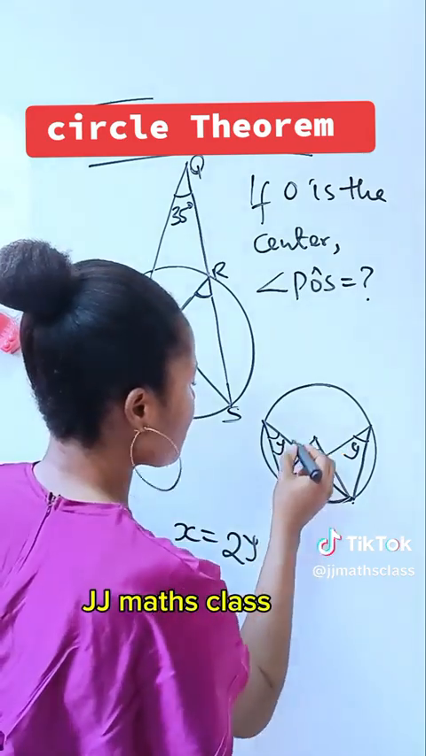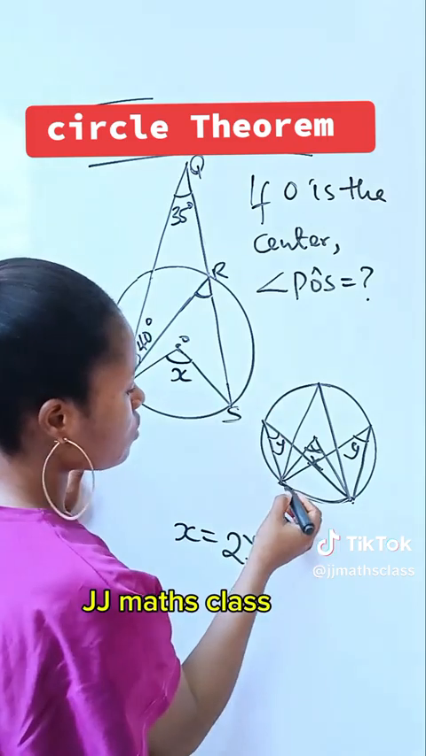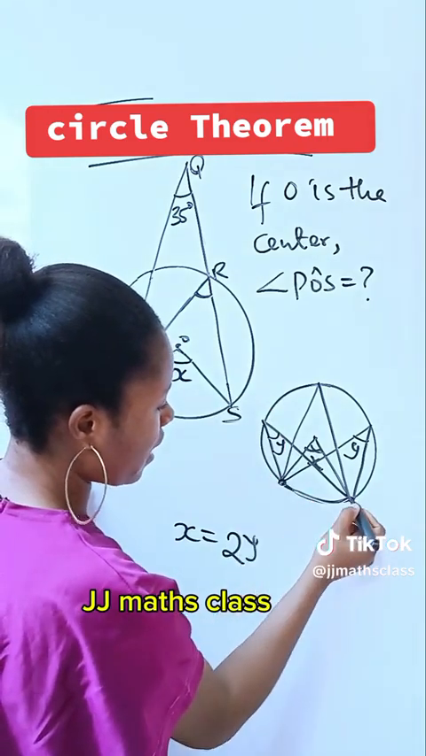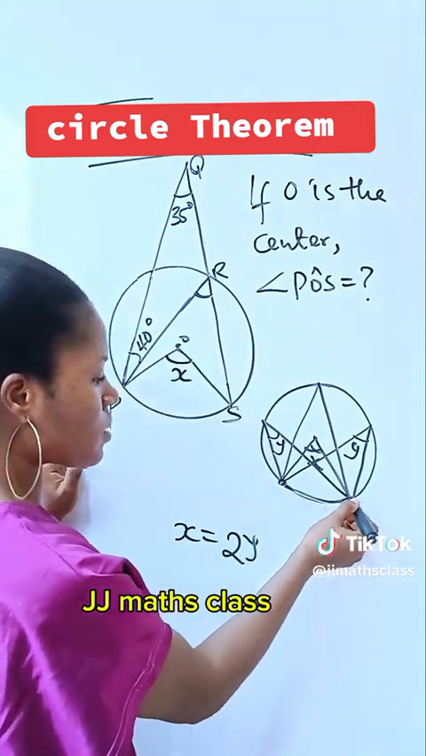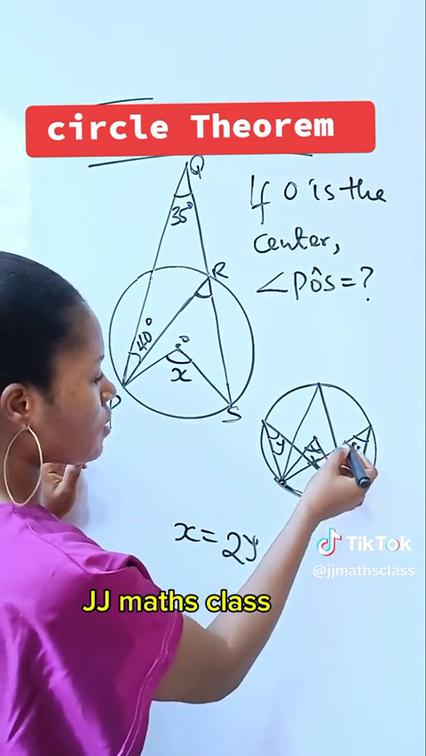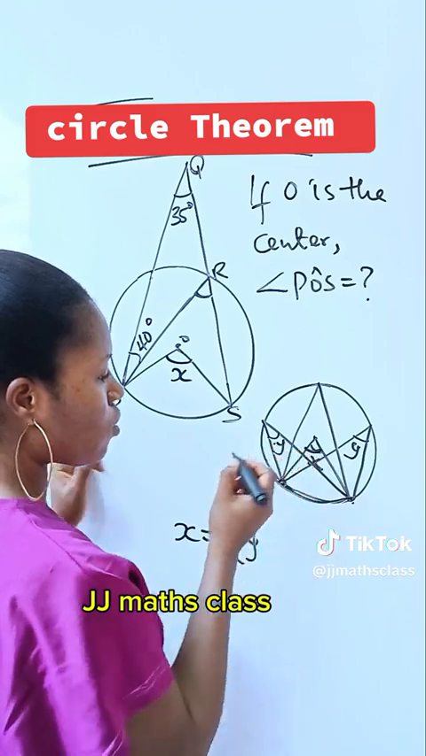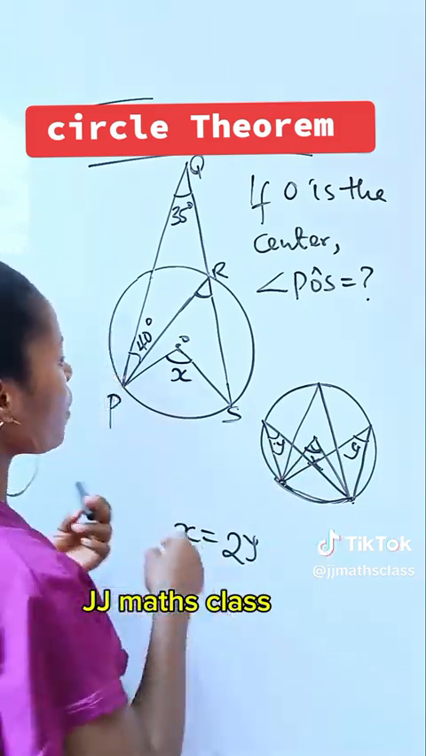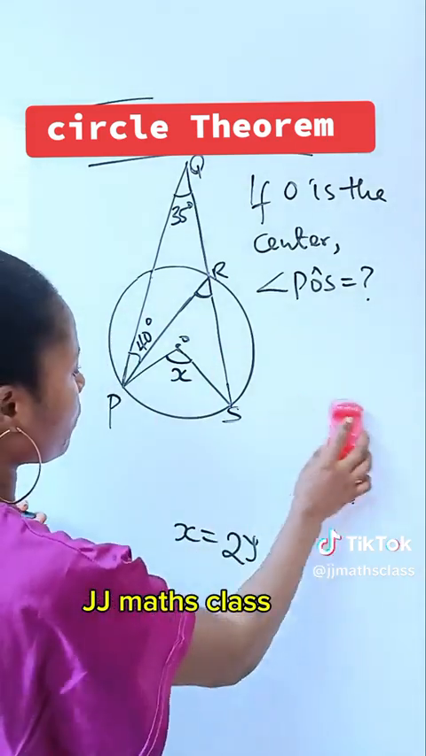So it's still the same arc that is subtending all these angles at the circumference of the circle. It must not subtend it like this. As long as your line starts from here and ends here, the angle is being subtended by the same arc. So all these ones are 2 times whatever the angle it subtends at the center is. So let's go ahead and solve what we have on the board.